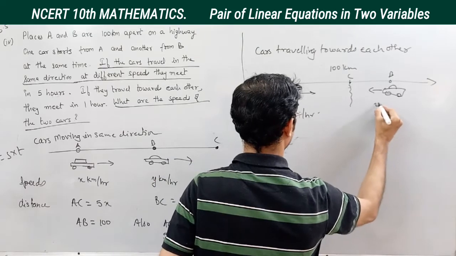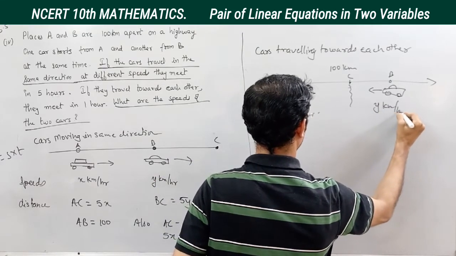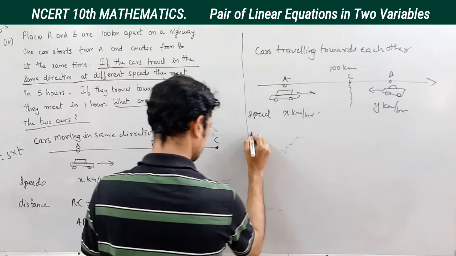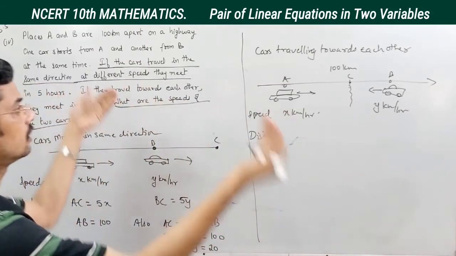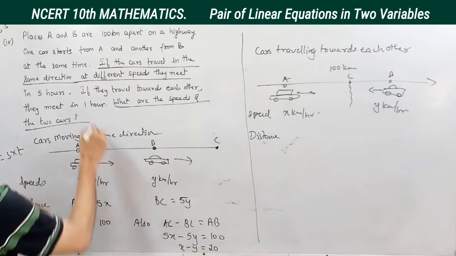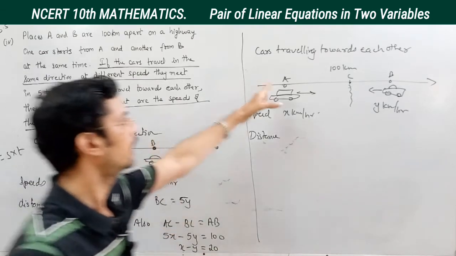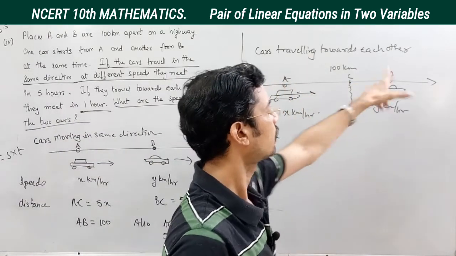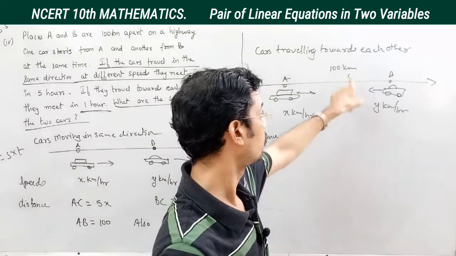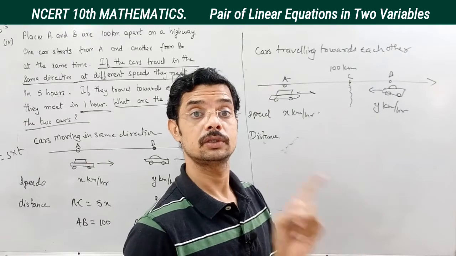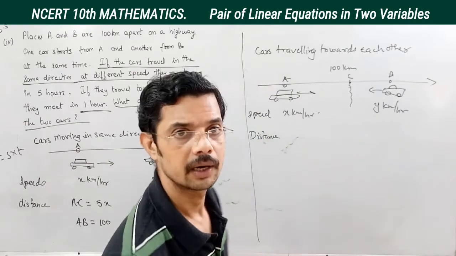Here what is the speed? Speed is y kilometers per hour. So what is the distance? In case they move towards each other, they meet in 1 hour. So car A travelled for 1 hour and reached C, car B travelled for 1 hour and reached C. So they meet at this point C in 1 hour. Both the cars travelled for exactly 1 hour only.